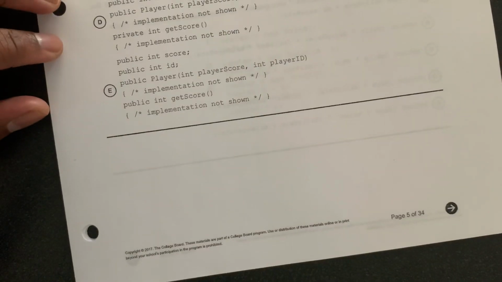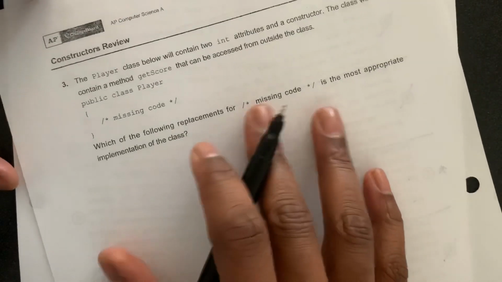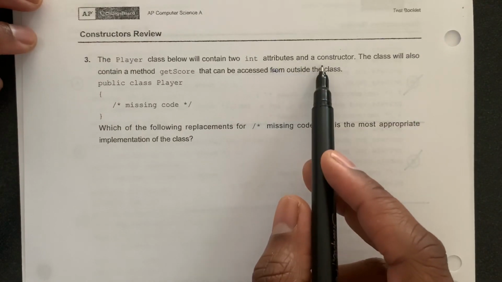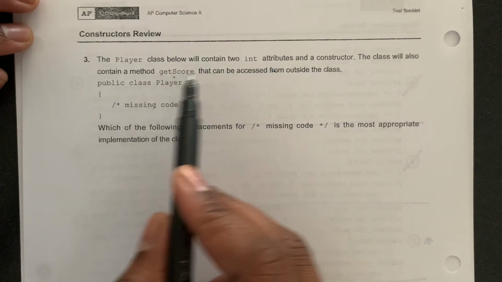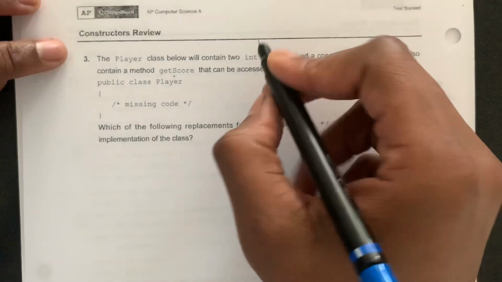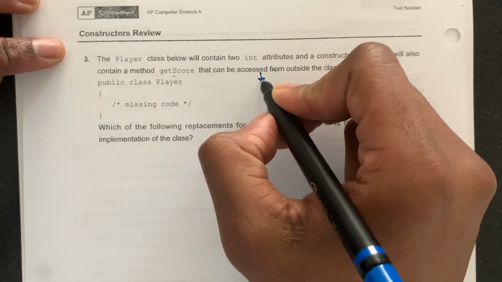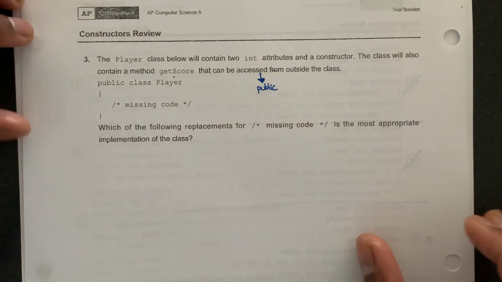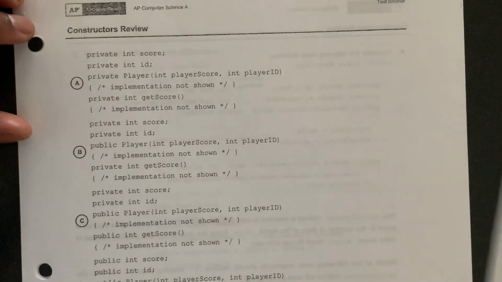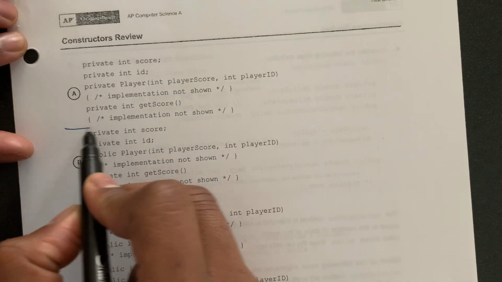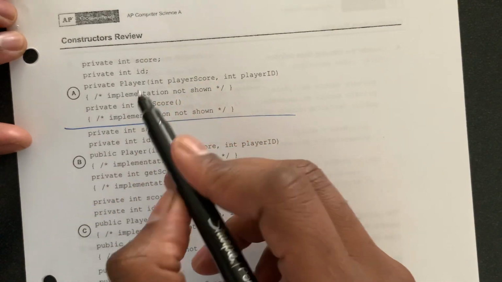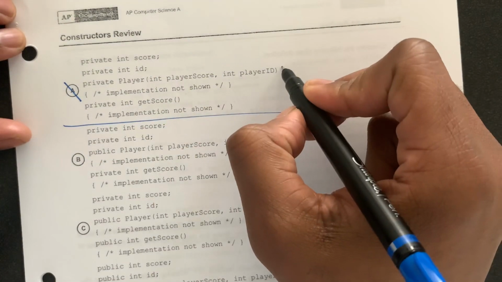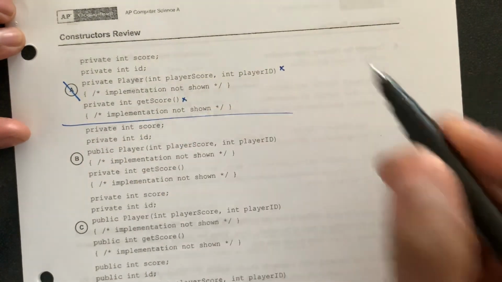For number 3, we have the player class is going to contain 2 int attributes and a constructor. The class has a method getScore that can be accessed from outside the class. That's another indicator that the method should be public, and we need to figure out which missing code we need to supply. So let's see, for A, we have private for the method. That's not going to work. Constructor is also private. These are the red flags, the constructor and the method.